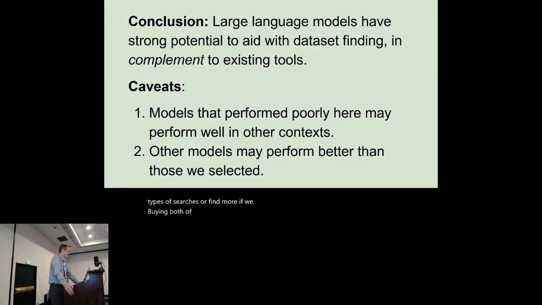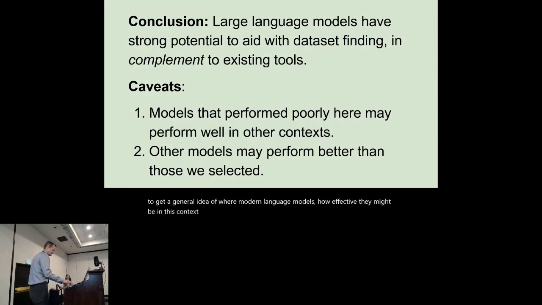A couple of caveats: the models that performed poorly here may perform really well in other contexts, and I'm sure there are other models that we didn't test that would perform better than the ones we selected. We just wanted to get a general idea of how effective modern language models might be in this context. Okay.